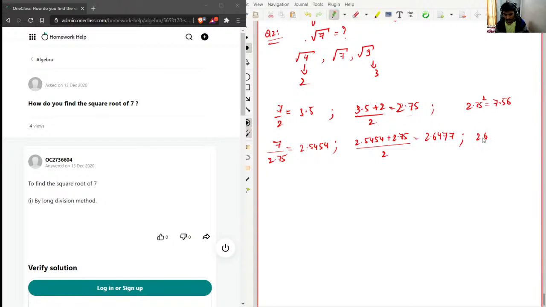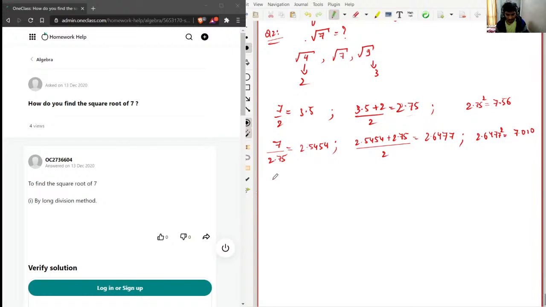2.6477 squared is 7.010. Now you can end this problem here, and you can just write that the square root of 7 is approximately equal to 2.64, unless the question mentions that the answer should be corrected to the first decimal place. But if you want a more accurate answer, we'll just repeat the same procedure.